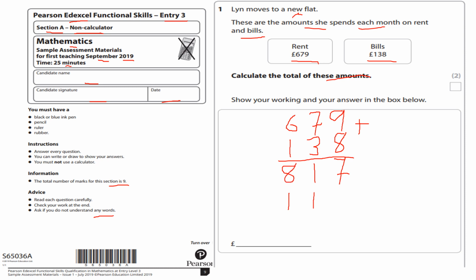So the total of her rent and bills is £817, which seems like a reasonable amount, especially in this day and age with the whole cost of living. So I think that's really fair. And that is per month.